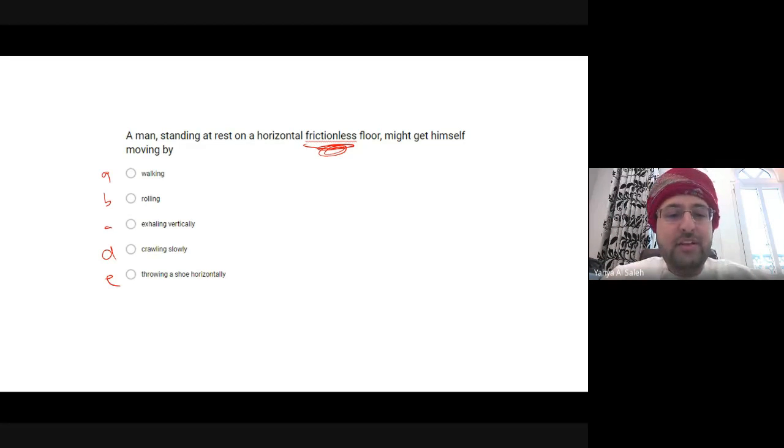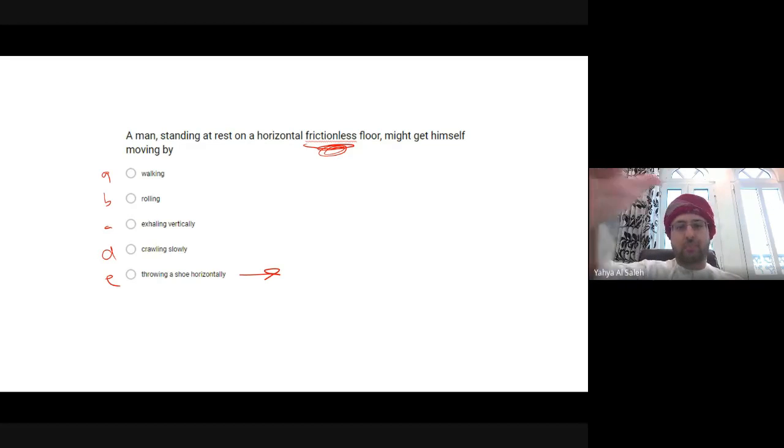The only thing I can do is throw a shoe horizontally, and you can think of it as exactly like the question asking, if I am in empty space, just like the rocket, what is the only way I can move? I cannot ask an astronaut outside the rocket to walk, to roll, or to crawl. But if they throw something, the opposite momentum will make them go in that direction.